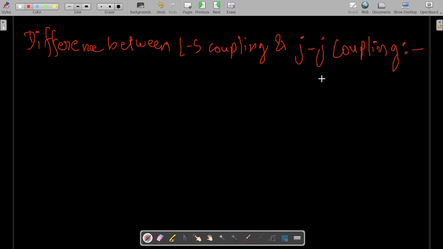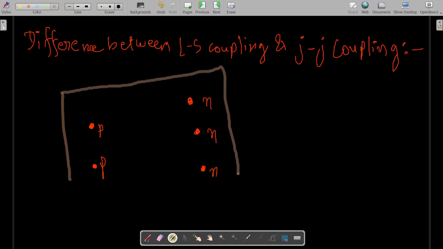Let me give you one example over here. Suppose I have one proton, another proton, and three neutrons with me. So I have a complete system consisting of 2 protons and 3 neutrons. Now let us understand the meaning of LS coupling and JJ coupling, and what is the difference between them.